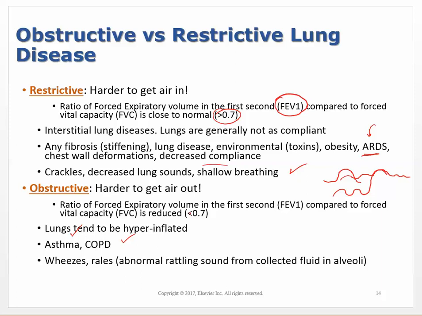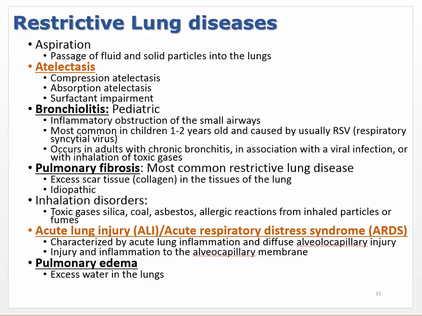COPD, which we'll talk about, includes a couple of things, bronchitis and emphysema. So these are good examples of obstructive, and that's where we get into COPD, which is chronic obstructive pulmonary disease. So it's harder to get the air out. So wheezes, rales, abnormal rattling sound from collected fluid in the alveoli. So that can also be heard.